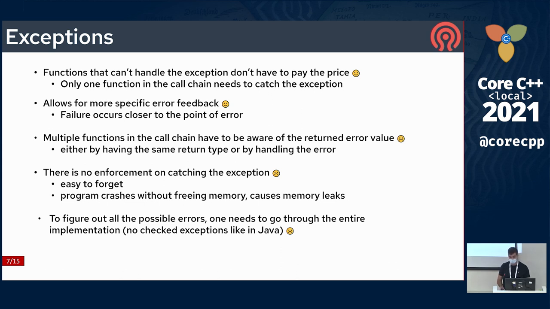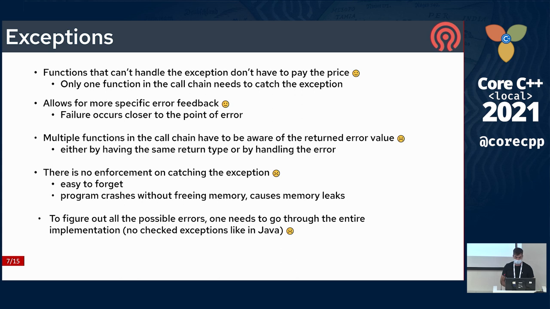Functions that can't handle the exception don't have to pay the price. What that means is that, unlike returning error codes, in the call chain you don't need all the functions that maybe can't handle the exception to have some indicator that they are aware of it. They don't have to have the same return value. It is actually enough that there will be some function somewhere that has a catch that can handle that thrown exception. It allows for more specific error feedback because the failures occur closer to the point of error.